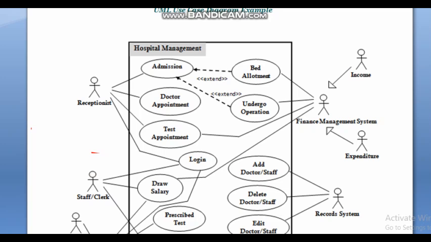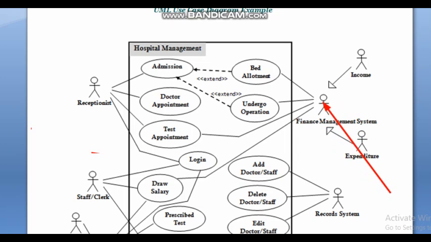Similarly, we have another actor who will take care of the finance of that hospital. So here the finance management system is like a counter where the bills are paid, and it is the one who is going to take care of the finance of the hospital. All the activities that are related to the income or expenditure of the hospital are carried out by this person.